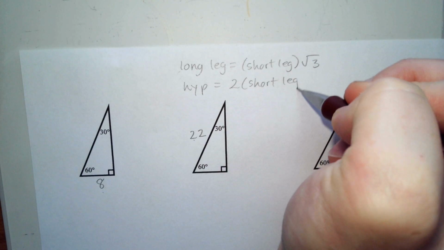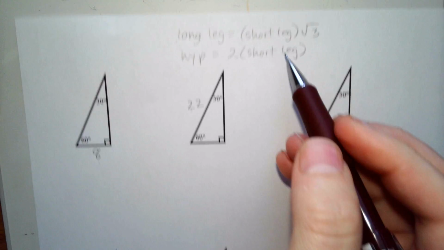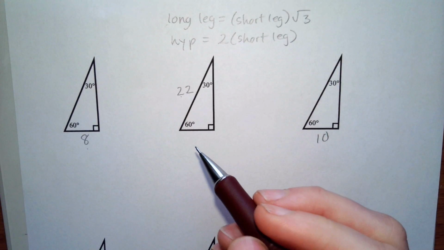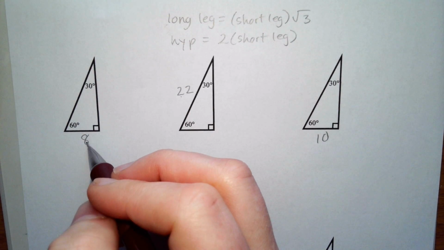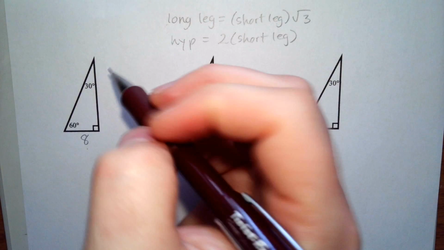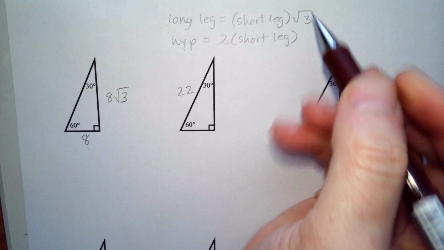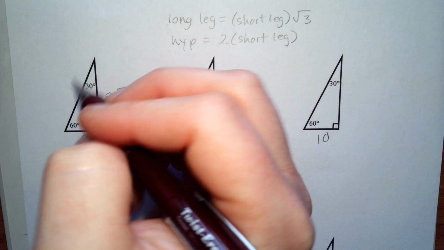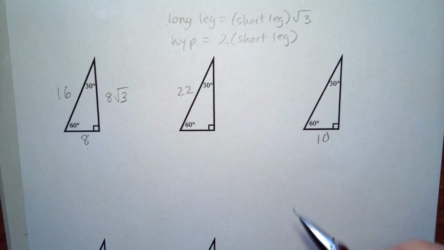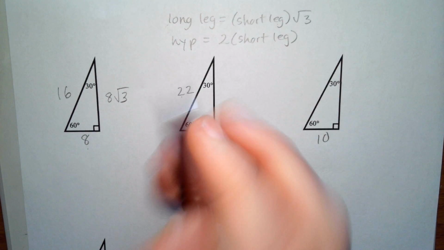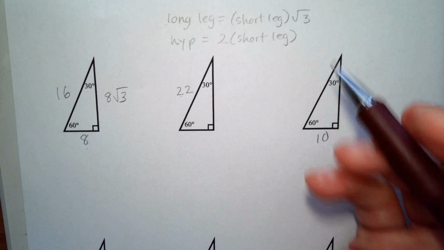Okay, so those patterns we saw are going to help us quickly find all the sides here. This is 8. The long leg is short leg times root 3, so 8 root 3. The hypotenuse is 2 times the short leg, so we have 16. And of course we should label units. I'm going to forego that today for the sake of efficiency.